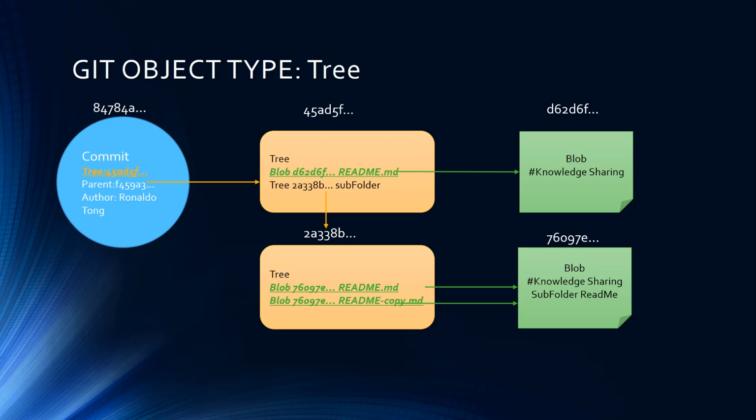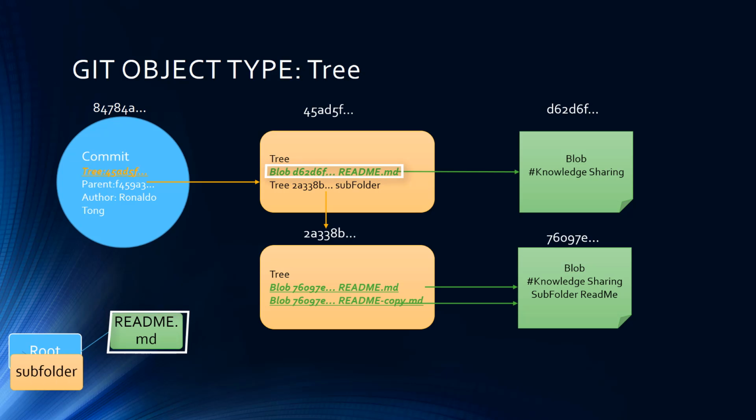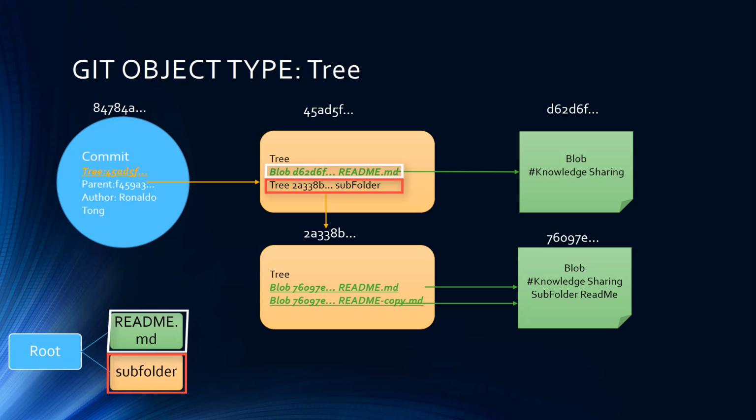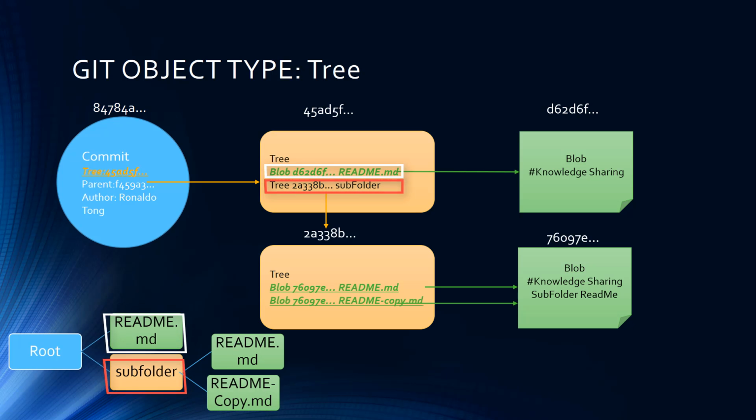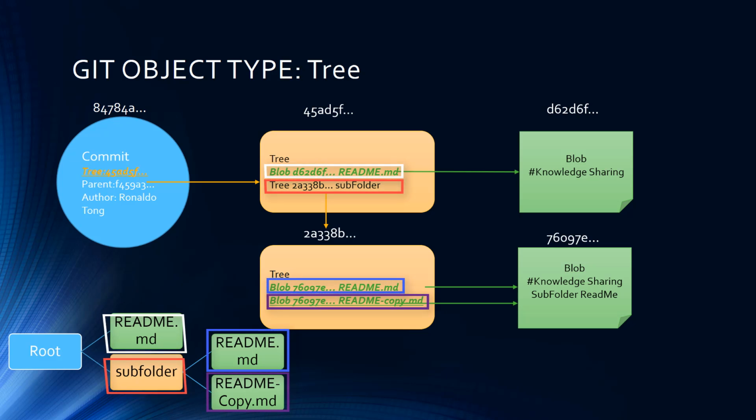Now, let's describe the working directory by the commit. We have a working directory root folder. In it, we have a readme.md file. Besides, we have a subfolder. In it, we have a file named readme.md and a file named readme-copy.md, and they have the same content. With all these concepts we've talked about, it's time to summarize.